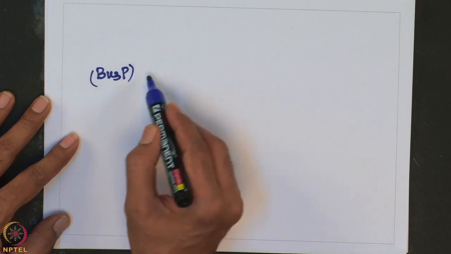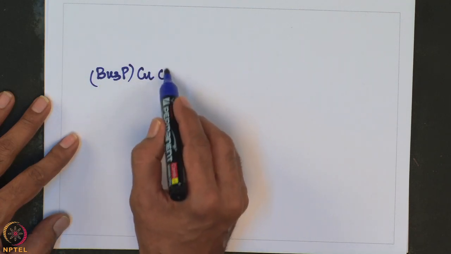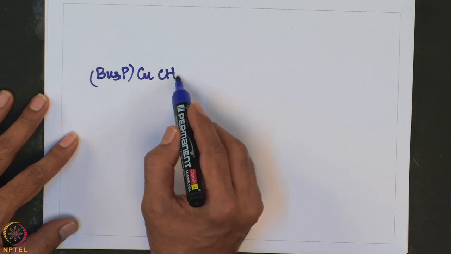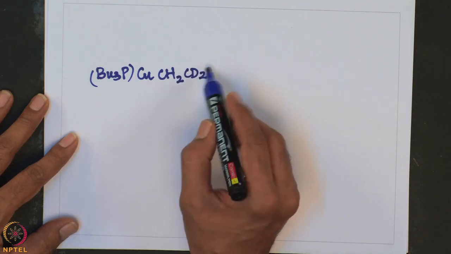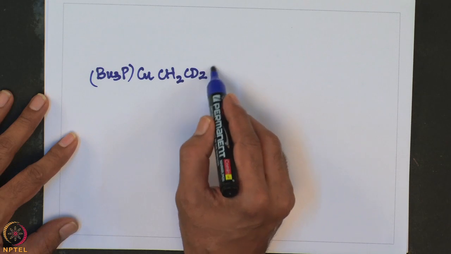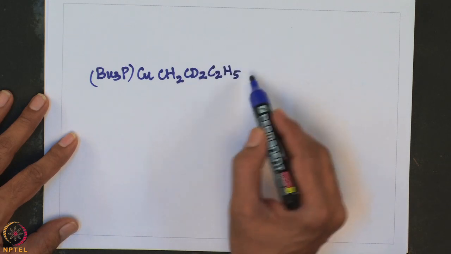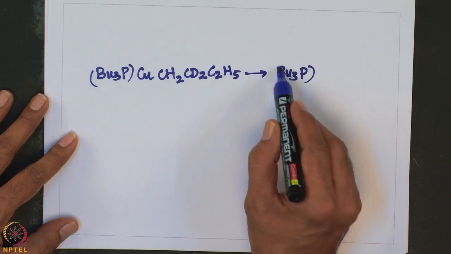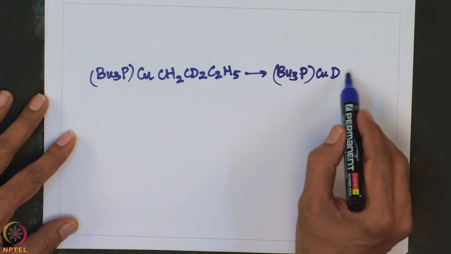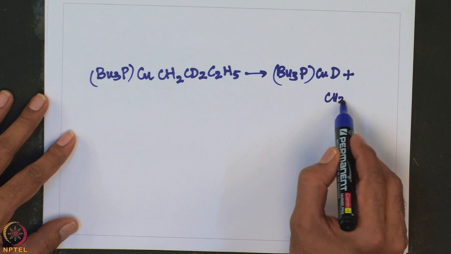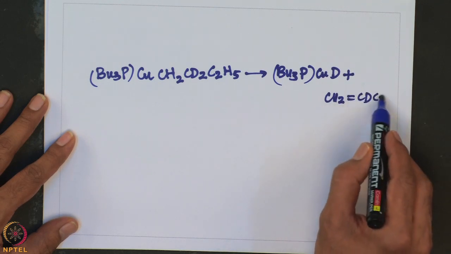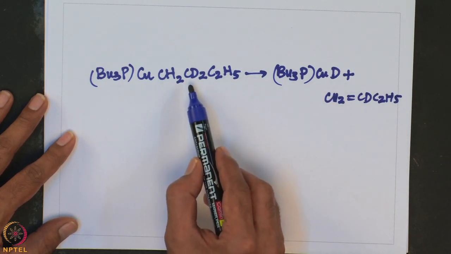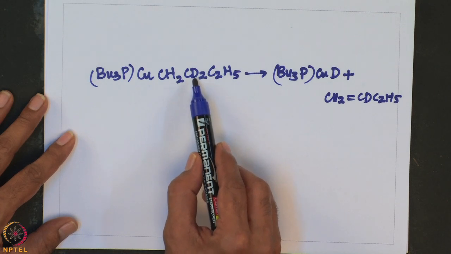Tri-tert-butyl phosphine copper complex with labeled organic moiety. So, beta hydrogens are replaced by deuterium. Okay, so here the product is TD, and of course, this can be verified from the 1H NMR spectrum. Here this beta is labeled, so that means we have replaced hydrogen with deuterium.